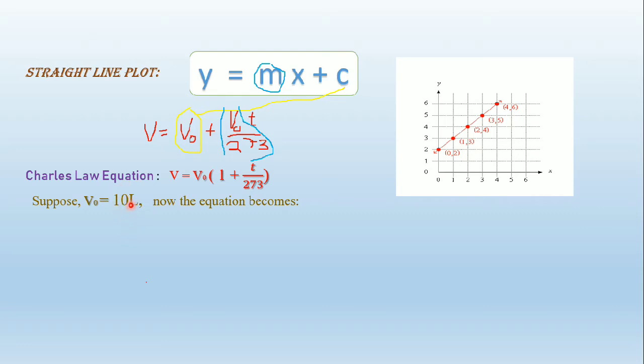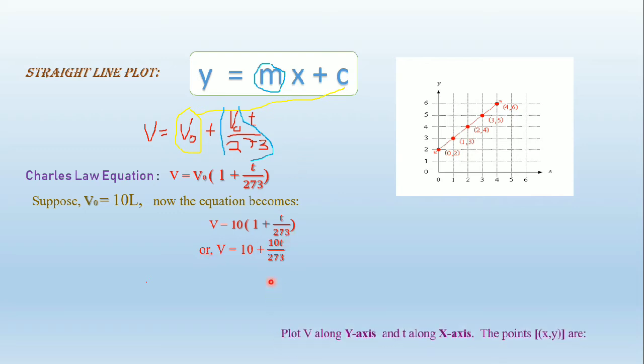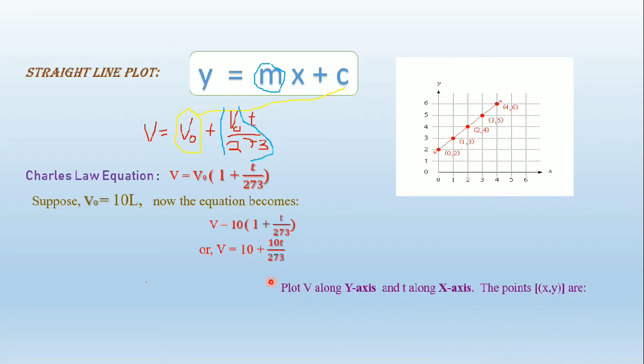Now replacing this 10 liters in V0, the equation becomes V is equals to 10 into 1 plus T by 273. Simplification of this equation will lead to a linear equation, Y is equals to C plus mx. Y is your V and x is your T. So now if we do the basic calculation, we have to plot V along the y-axis and T on the x-axis.